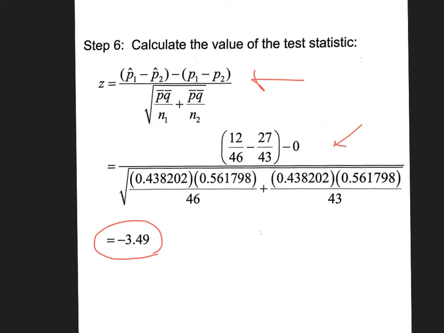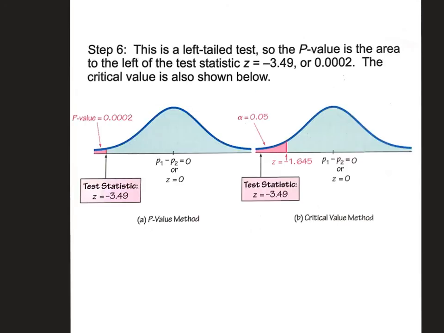Now, we're using a 0.05 significance level, and so when I go to my technology to find out what my z-score is, and remember it's a left tail test because it was p1 is less than p2, I get this critical value right here, negative 1.645. Now my test stat is way over here, negative 3.49, which is definitely in the rejection zone, so you know what that means.